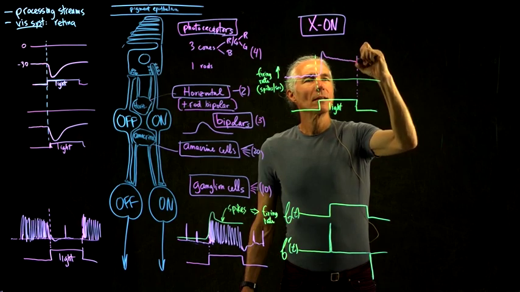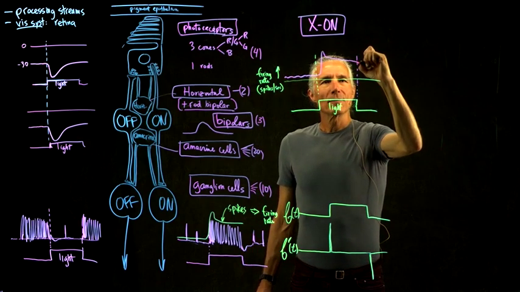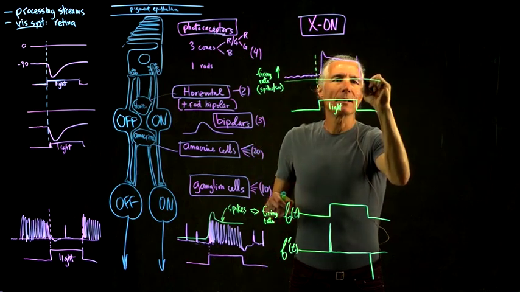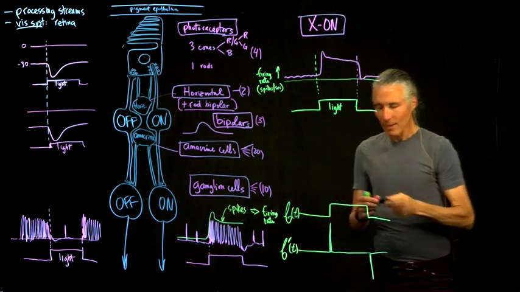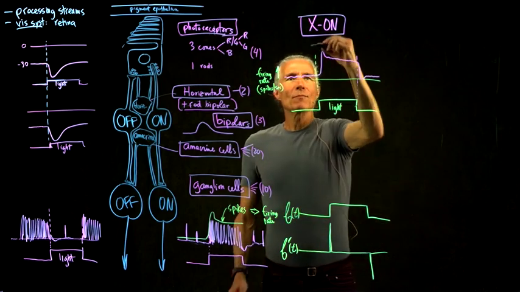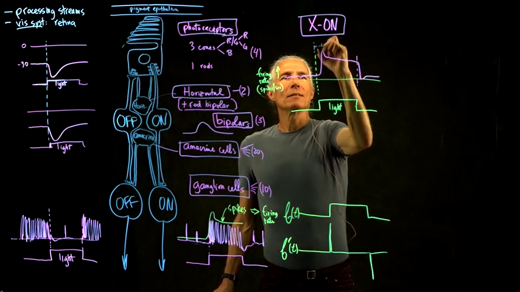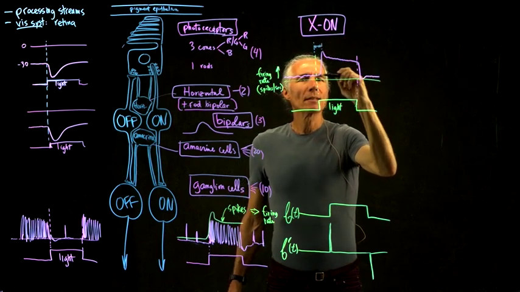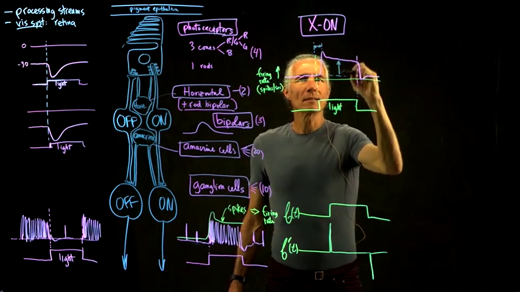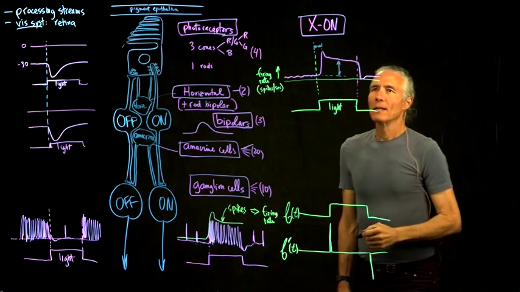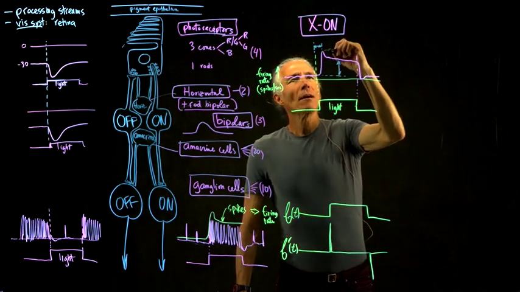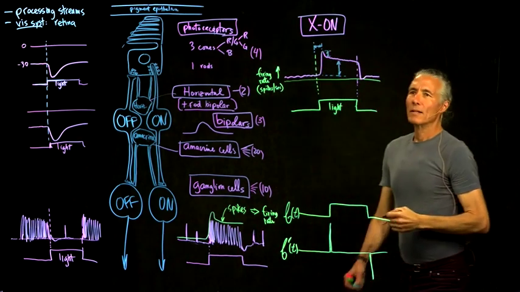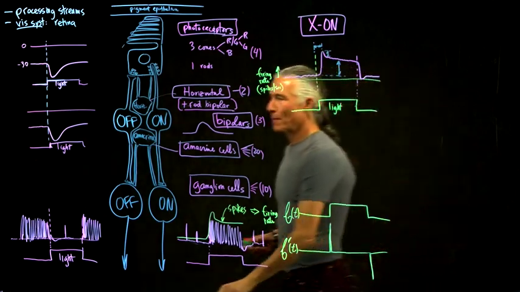And then when you turn the light off, there's a little bit of a delay, and then usually the cell drops down below the background firing rate, and then after a while it comes back up to the background firing rate. So what are the features here? There are several. One of the features is, what is the delay? Another feature is, what is the sustained response? And then another feature is, how big is the transient response versus the sustained one? So all those features can be varied independently.